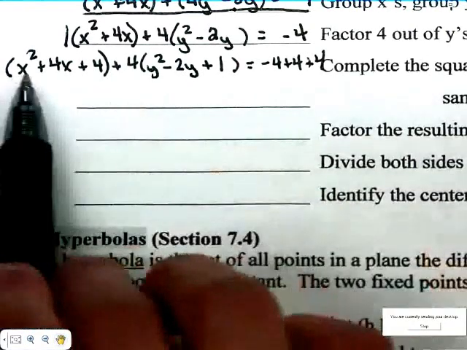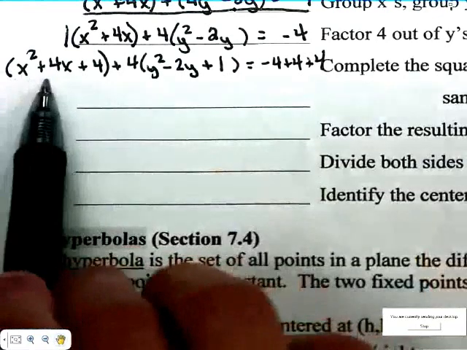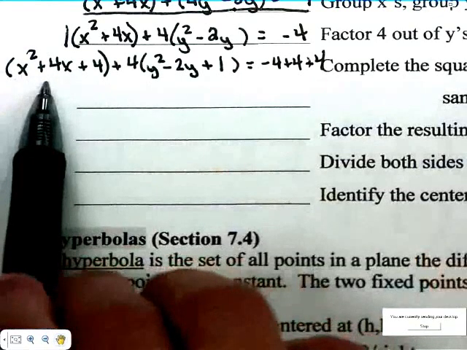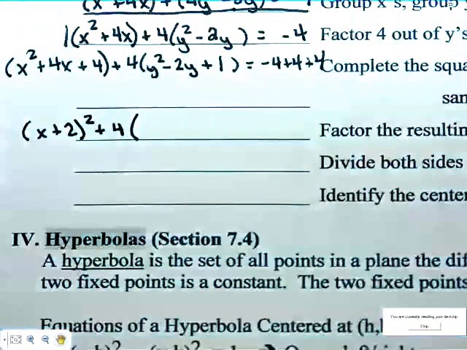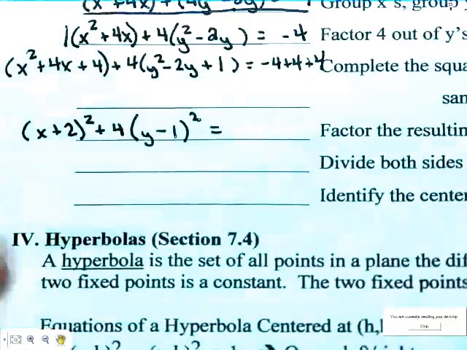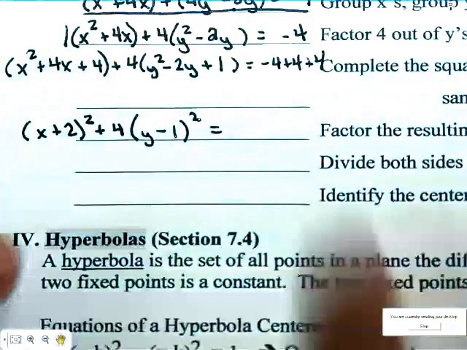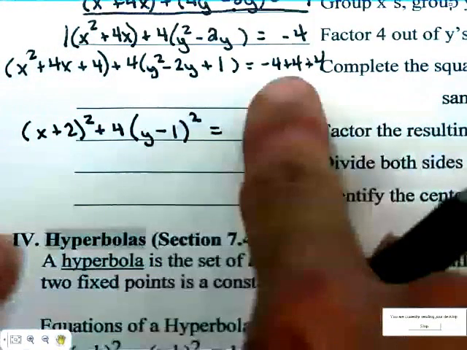This first perfect square trinomial factors into what? X plus 2 squared plus 4 times, what does that second perfect square trinomial factor into? Y minus 1 squared, because you kept the middle sign, and the right-hand side cleans up to be -4 plus 4 is 0, plus that other 4 is 4.